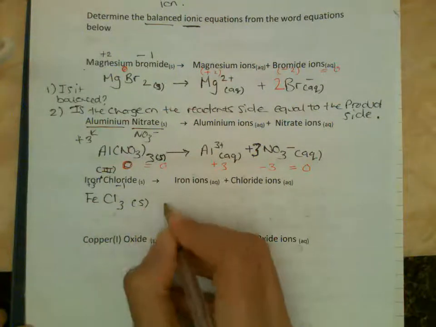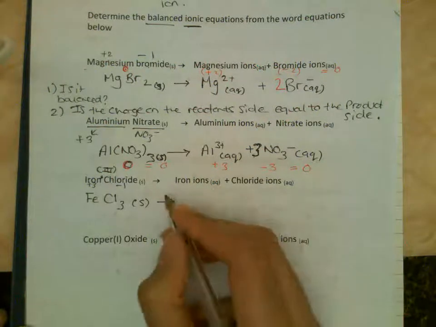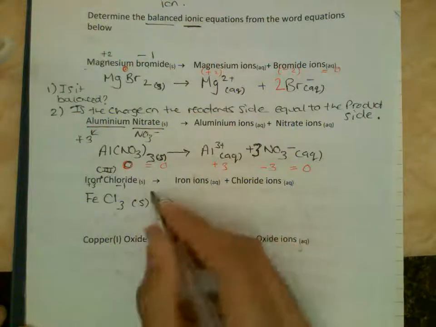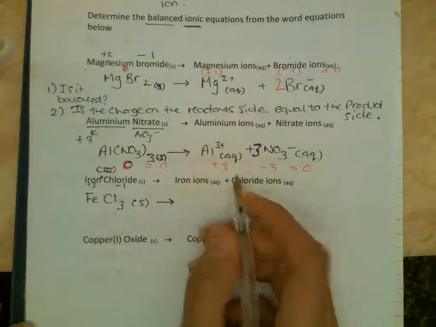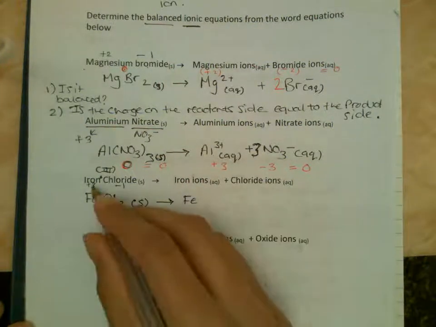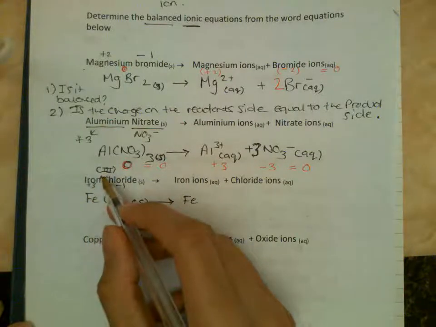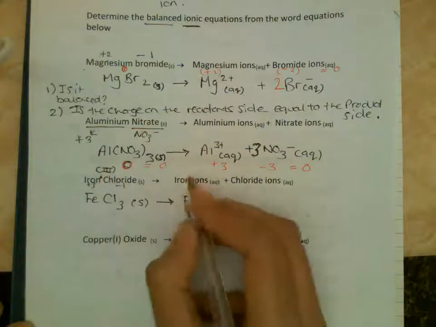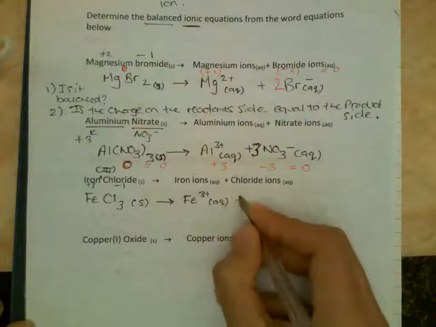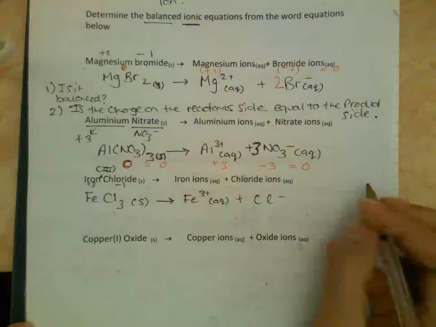And again, it's a solid, and that would go to form ions. That's a nice little tongue twister for you. Say that about 5-10 times. I guarantee you won't be able to say it. So Fe, they've told us, or I've been very nice after correcting myself, iron 3. So Fe 3+ aqueous, and chloride ions, so Cl minus.